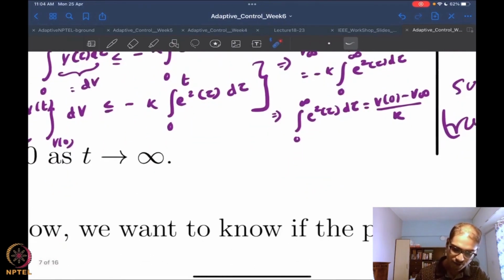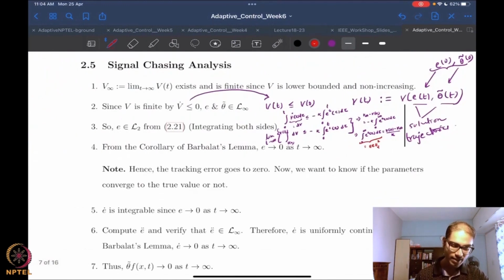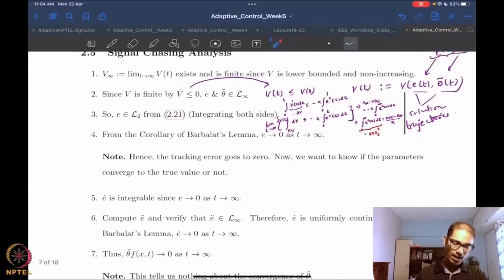This is just the square of the 2 norm of E, and we have just proved that it is finite. That's what we are saying: by integrating both sides, I can get that the 2 norm of E is finite, which means that E is an L2 signal. That's what we have proved, that the 2 norm squared is a finite quantity, therefore the L2 norm itself is finite, and if a signal has a finite L2 norm, then the signal is said to belong to L2. And now we can immediately, well, are we done?